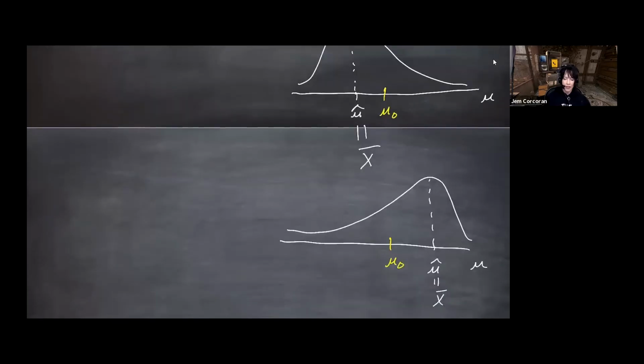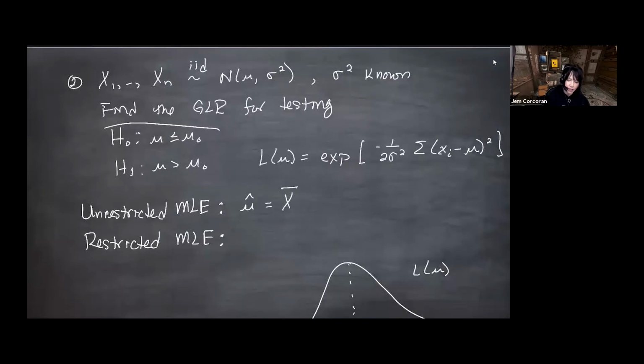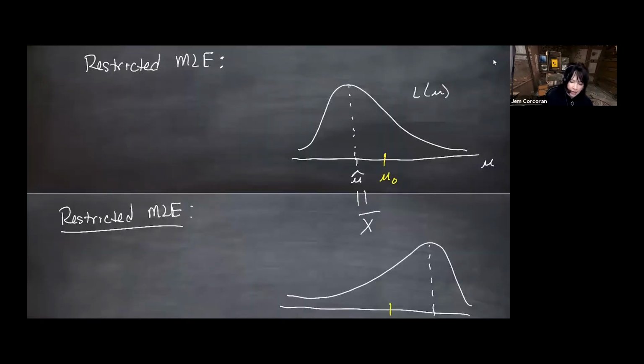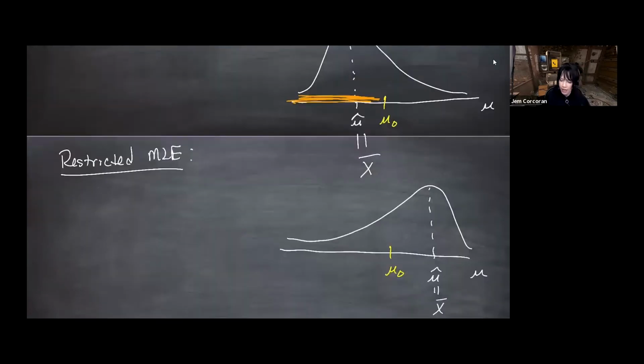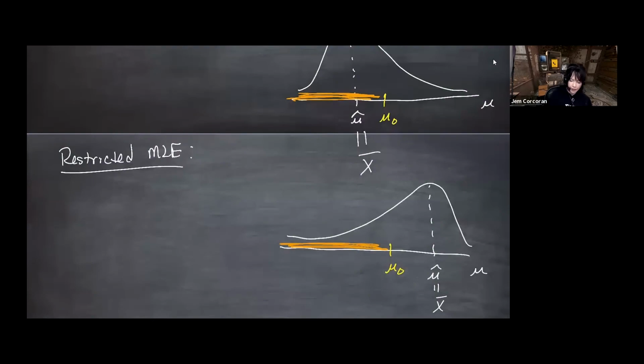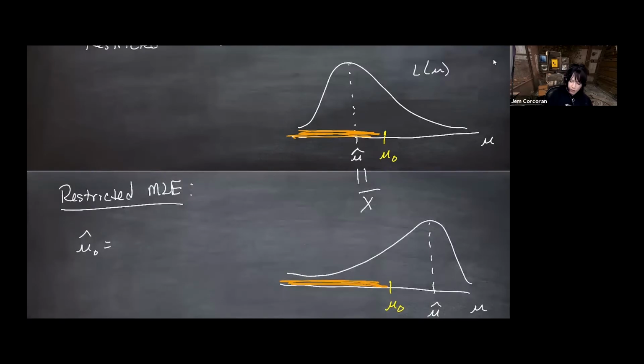Okay, so the restricted MLE: we want the MLE restricted to, in this problem, the region where mu is less than or equal to mu zero, restricted to the null hypothesis set. And that is over here, and in the next picture, it is over here. So the restricted MLE is actually equal to X bar if X bar is less than or equal to mu zero, which is what's going on in this first picture.